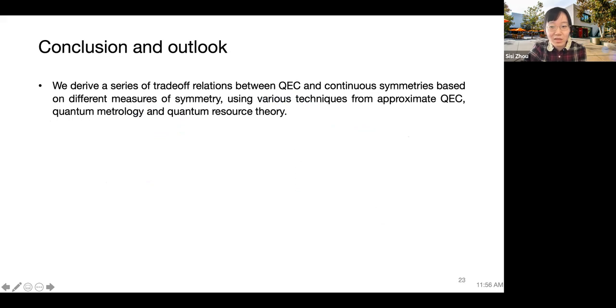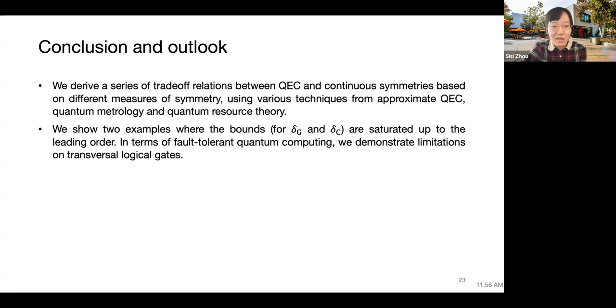So to conclude here, we derive a series of trade-off relations between error correction and continuous symmetry based on different measures of symmetry, using various techniques from approximate error correction, metrology, and resource theory. We also show two examples where the bound for global symmetry and the charge conservation is saturated up to the leading order. And in terms of fault-tolerant quantum computing, we demonstrate that limitations on transversal logical gates could be derived.